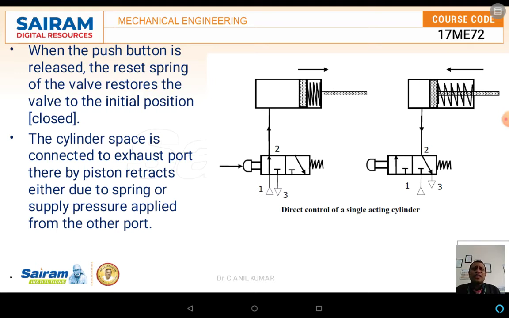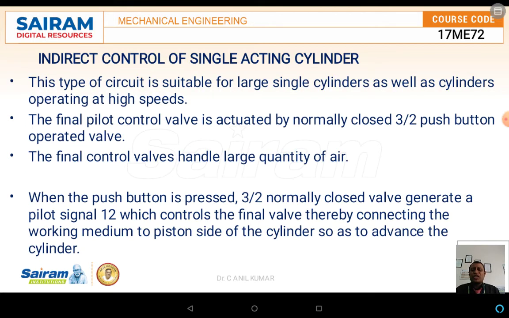And even the retraction of the cylinder, or it may be the piston, is done because of the spring force which is acting on the cylinder. See, that is a very simple explanation with respect to the direct control single acting cylinder. As you know, direct control means that another control will also be there, which is nothing but an indirect control. The next topic we are discussing is the indirect control of the single acting cylinder.